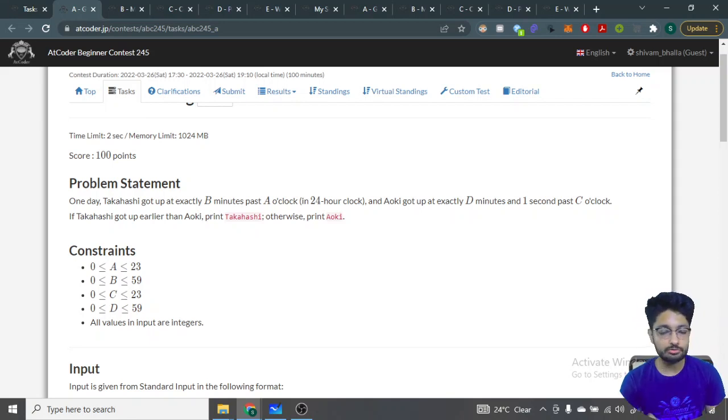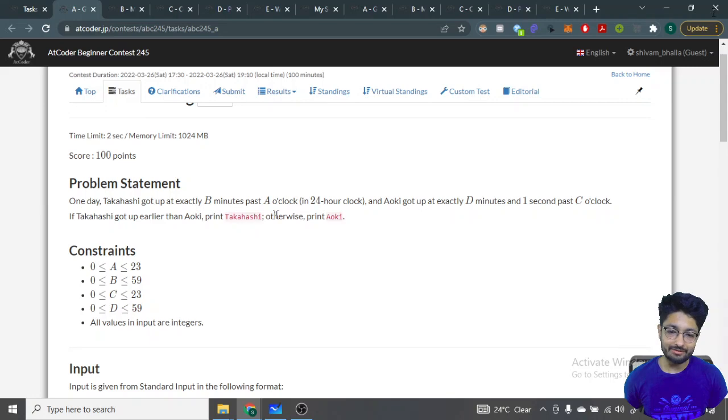Now, how can you do that? Generally the best way is to convert everything into seconds, whatever time is there. And if Takahashi gets up earlier, meaning this time is smaller than the Aoki time, then Takahashi is the answer, or else Aoki is the answer. Now, how can you convert that?